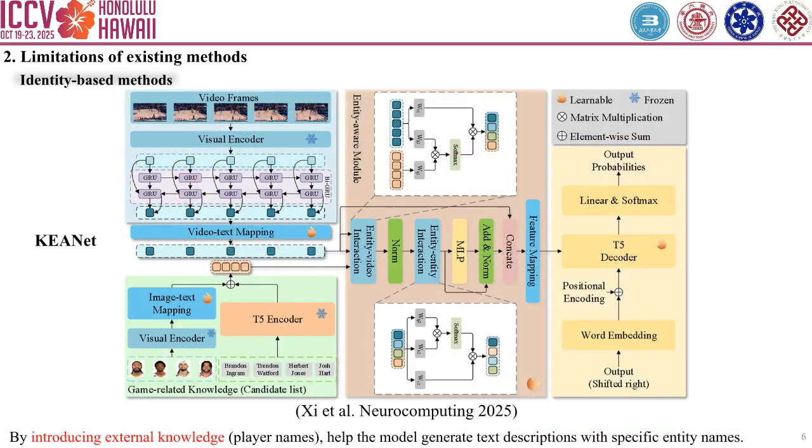In terms of knowledge enhancement, we conducted 2 studies. The first, published in Neurocomputing, is inspired by the fact that commentators usually know the lineup before a game. We use the participating players as game knowledge, a candidate player list, and feed it into the model together with visual content, enabling the generation of text descriptions with player names.